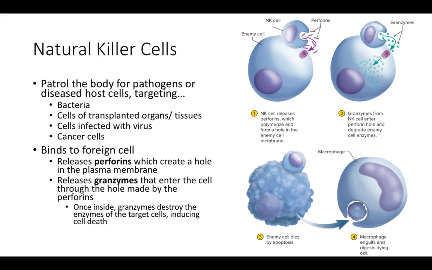So the way that they function is that they basically bind to the enemy cell, which you have here. So here's your natural killer cell binding to an enemy cell, and they release these little guys here called perforins. And those perforins perforate the membrane of the cell. So they create a hole in the membrane of the cell, and then the natural killer cell releases these granzymes. The granzymes enter into the enemy cell through this little perforation that they've created, and they destroy all of the enzymes inside of the enemy cell. And so when they do that, the enemy cell dies, and a big macrophage is going to come along and consume it, or phagocytize it.